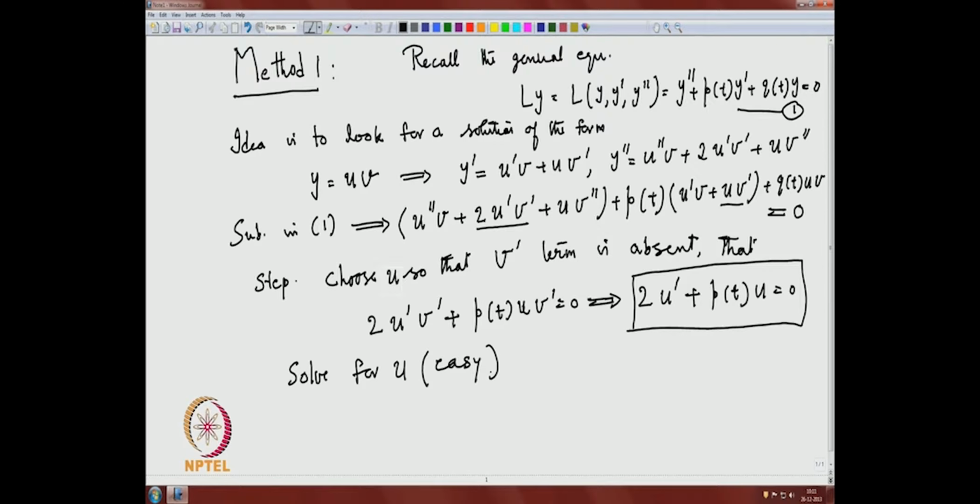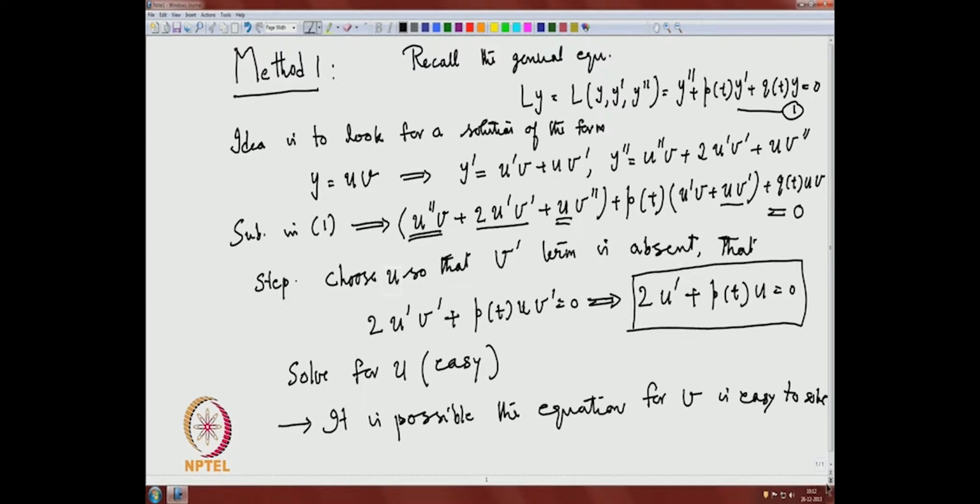So, there is absolutely no difficulty there, but the next issue is this. Because there is no v prime term, but u is already determined, computing u double prime, u etc. is already known to you. So, you will have an equation for v. It is possible that the equation for v is not always easy. If it is, the equation for v is easy to solve. So, let us see an example.